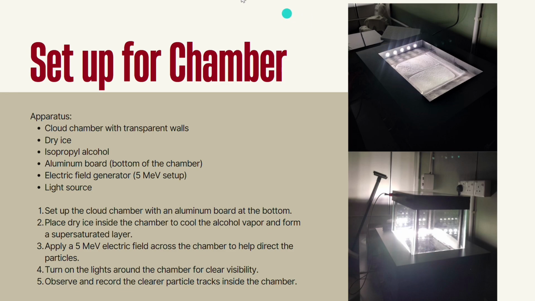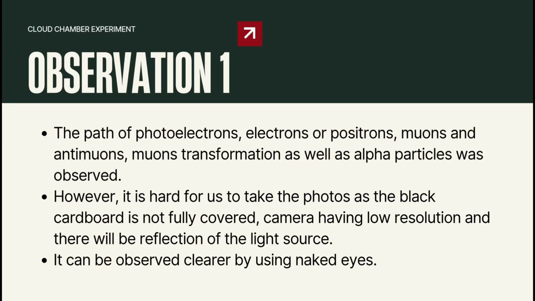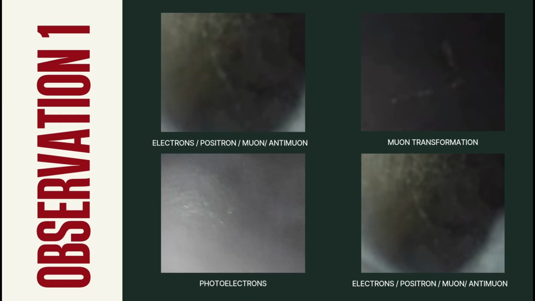That's all from me. Right now we are going to talk about the observation for the DIY cloud chamber experiment. The photoelectrons, electrons or positrons, muons and antimuons, muon transformation, as well as alpha particles were observed. However, it is hard for us to take a photo as the black cardboard is not fully covered and our camera has very low resolution. At the same time, there is a reflection of the light source at the surface of the container. It can be observed more clearly with our naked eyes. So this is the observation and the picture that we have captured.